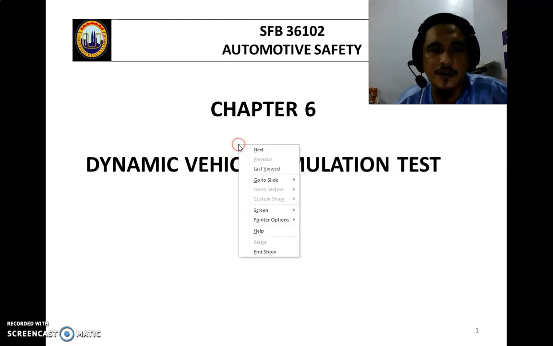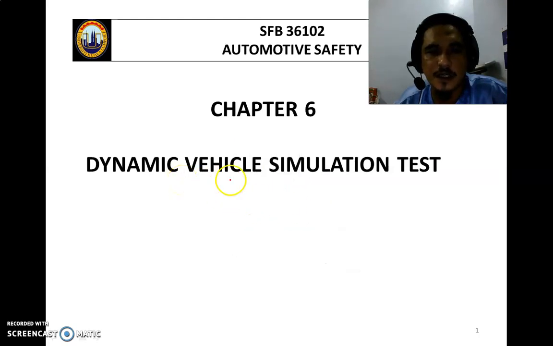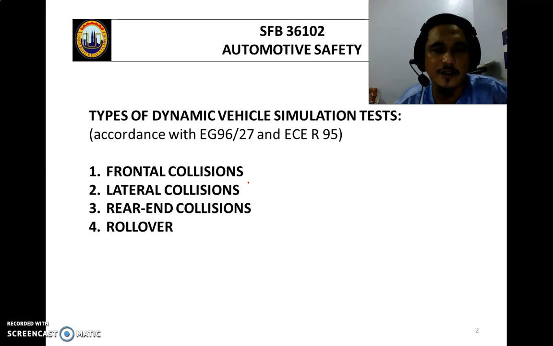Welcome back to our subject SFB 36102 Automotive Safety. We are currently in chapter C, the Dynamic Vehicle Simulation Test. For this chapter, I want to highlight the requirements of the simulation test for frontal collision, lateral collision, rear end collision, and rollover. Recently, I have added another subchapter, which is the end cap. That means we have 5 categories in this chapter.